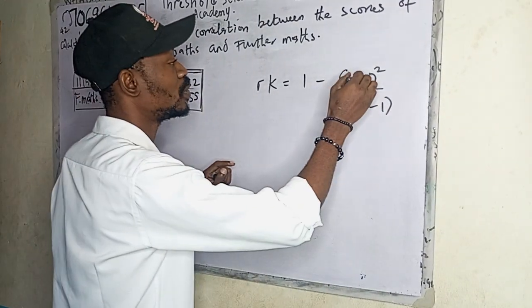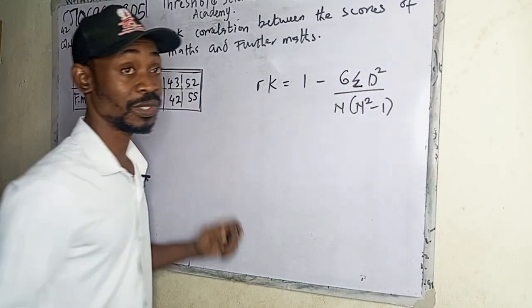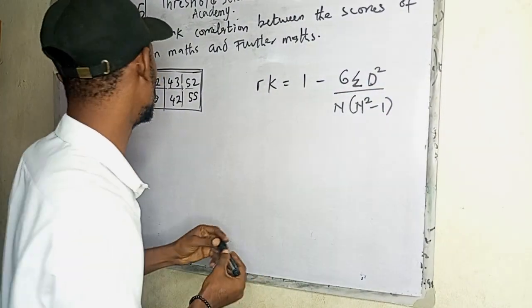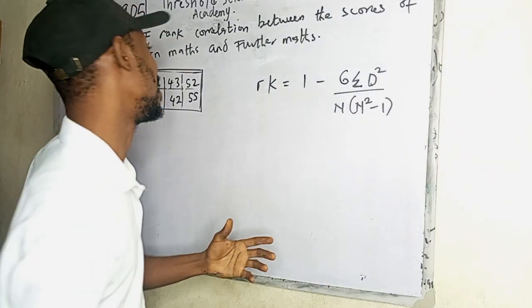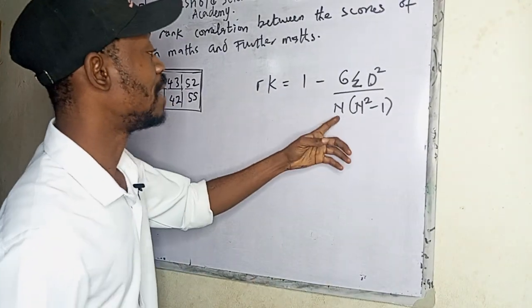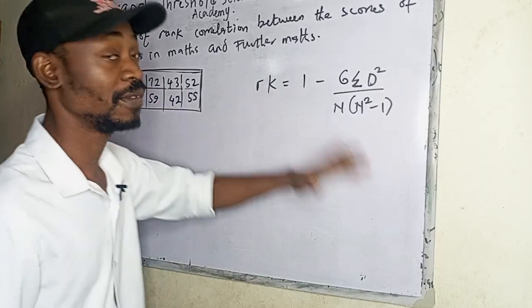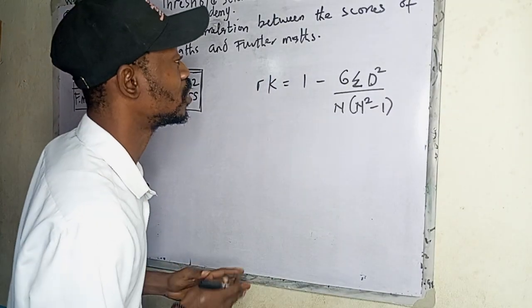But first of all, before we do that, let's try and explain some terminologies. D represents the difference between the ranks of both subjects. You understand? Okay. And then N represents the number of students that we have. We have 1, 2, 3, 4, 5. We have 5 students. Okay. So that's just all of that.